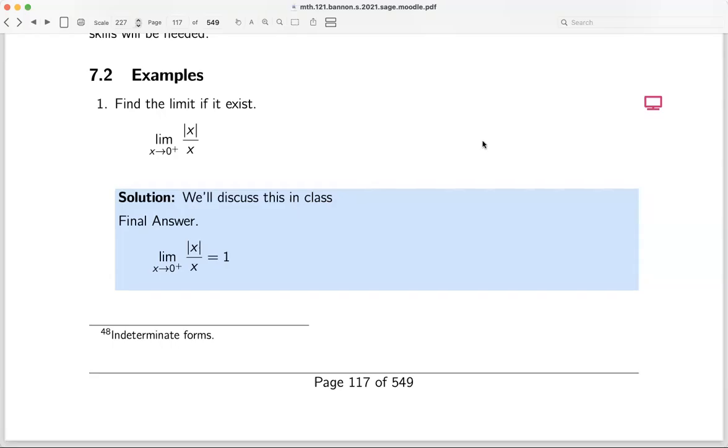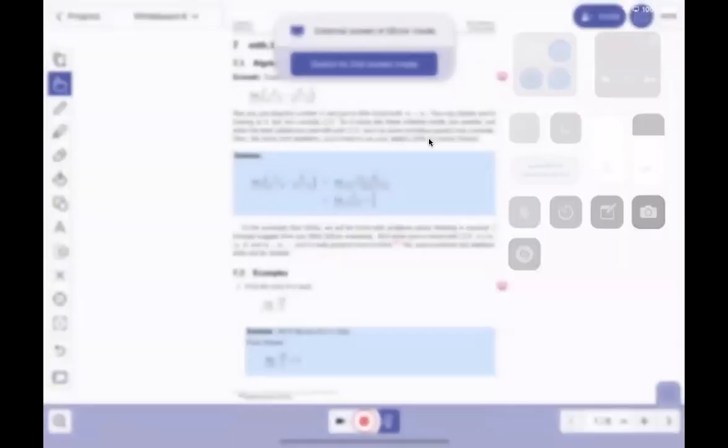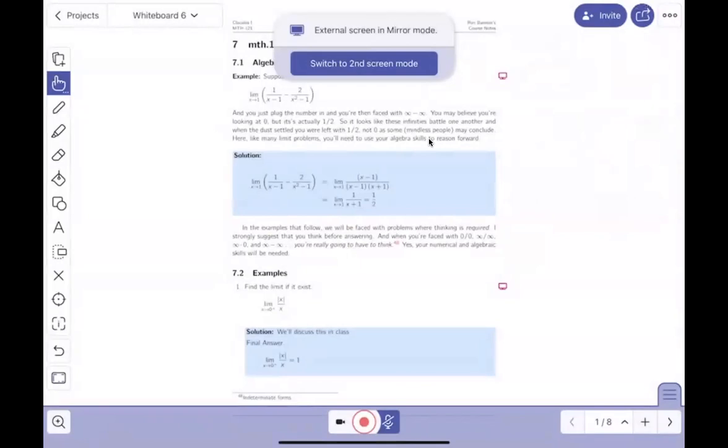Okay, we're in section 7. We're going to do the examples, and I'm going to switch to the whiteboard now. All right, let me try that again. Okay, one thing at a time. First, I'll do the first example, certainly.